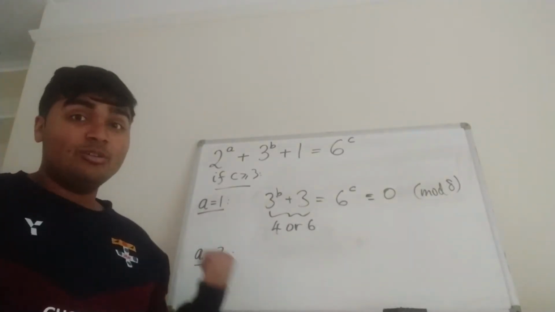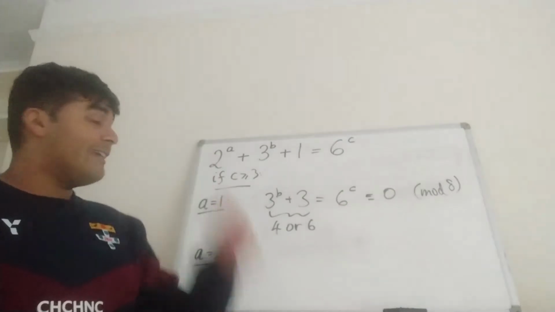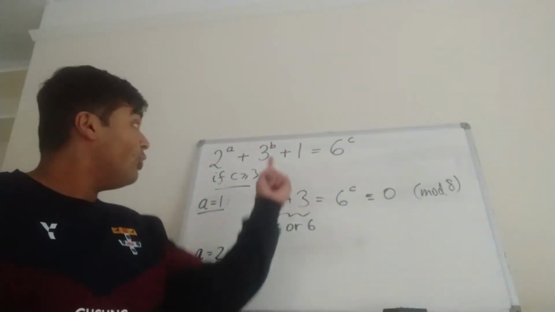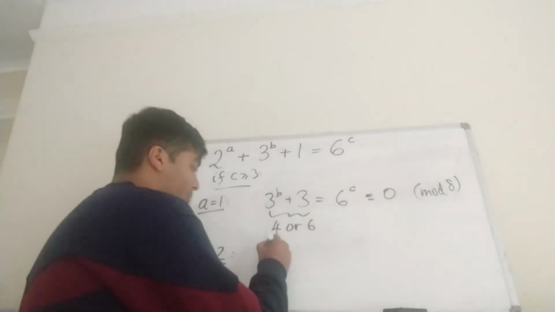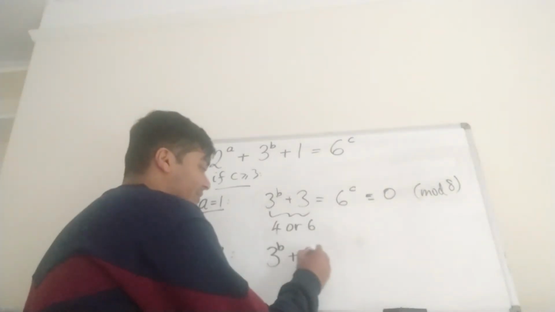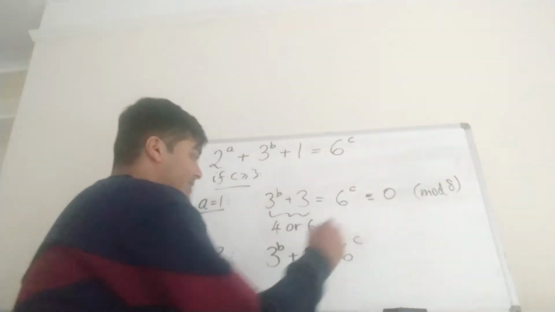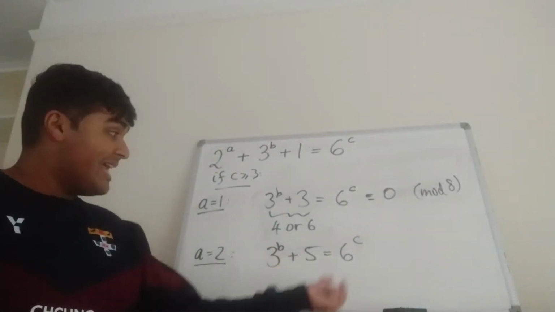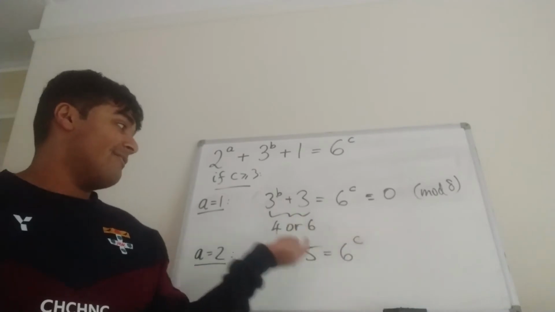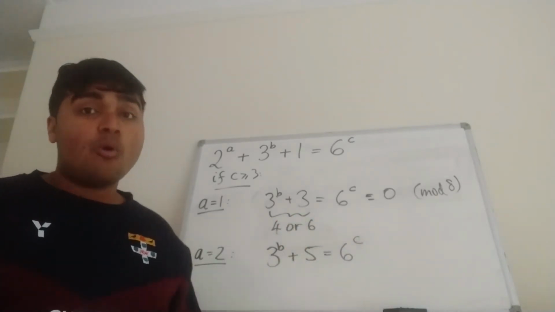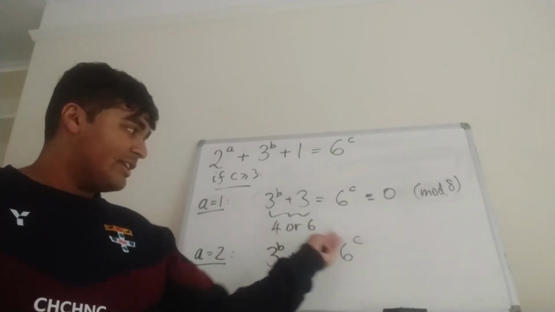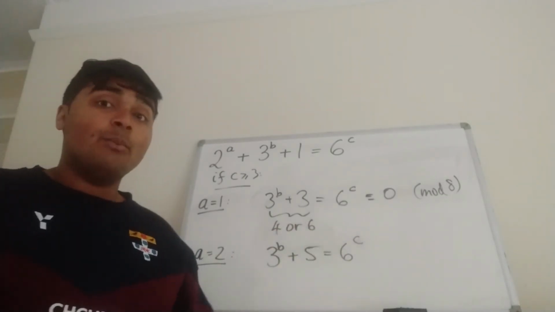What about if a is 2? Well, this is even easier. If we just plug in a equals 2 into the top equation, we get 2 squared, which is 4, plus 1 is 5. So we get 3 to the b plus 5 equals 6 to the c. But just this equation here, hopefully you can see, this is a multiple of 3, this is a multiple of 3, so that means that 5 must be a multiple of 3, which obviously it isn't, and hence there are no solutions in that case. So essentially, we're considering this equation mod 3.